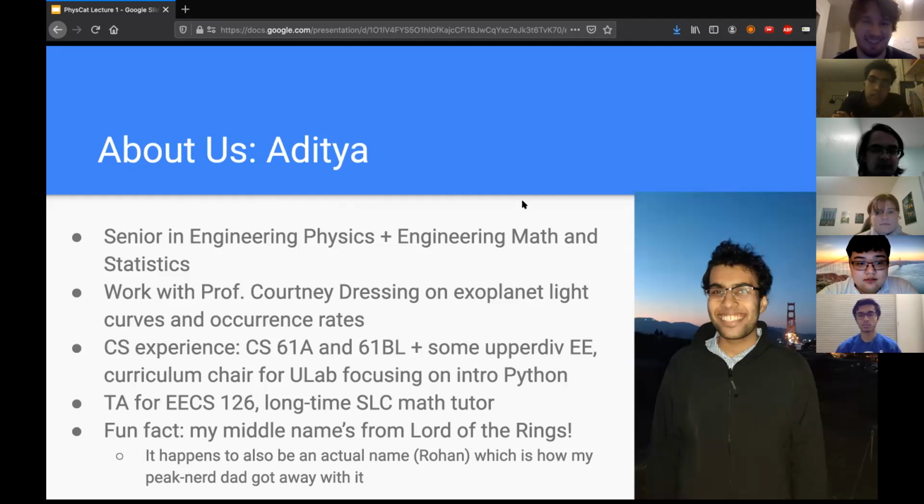I work with Professor Courtney Dressing in the astronomy department on exoplanet light curves and occurrence rates. You can ask me what those mean after, or in office hours or something. My CS experience is I had some basic high school CS, and I really got my experience taking 61A and 61B over here, or 61BL. And then I've taken some upper division courses in the electrical engineering department.